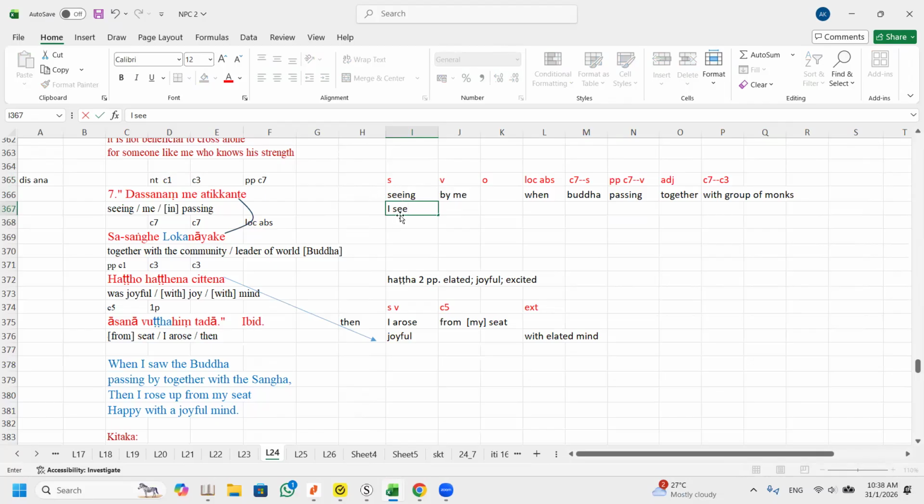This is active. I see is active. Seeing by me is passive. So you say I see. So that's why I say when you see me, you can change it to I. That is the reason I said it just now.